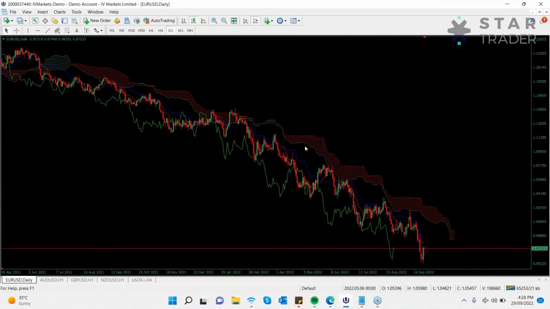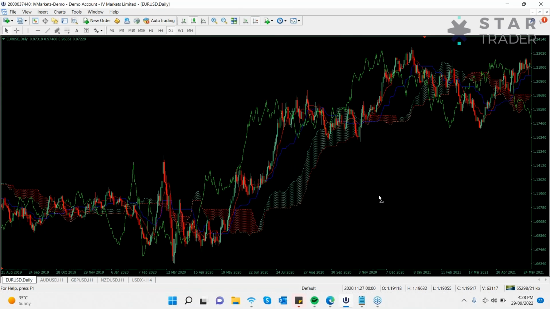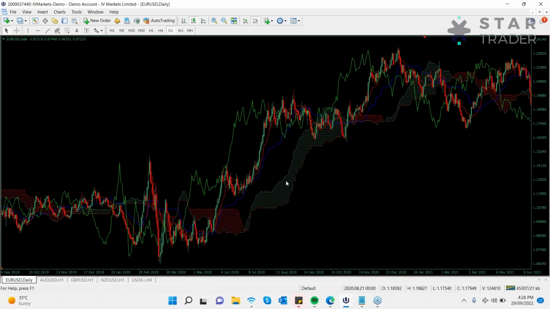By the way, I told you about this as well. In the bearish market, you will always see the red cloud whenever the market is bearish. And in the bullish market, when the prices are above the cloud, it means you are having the bullish market, and the color of the cloud will always be green.